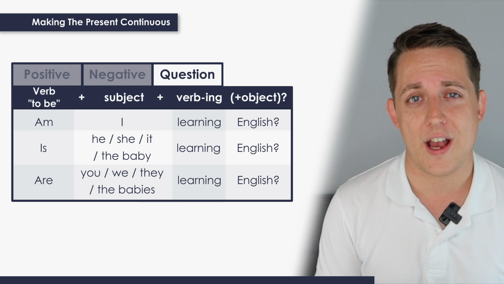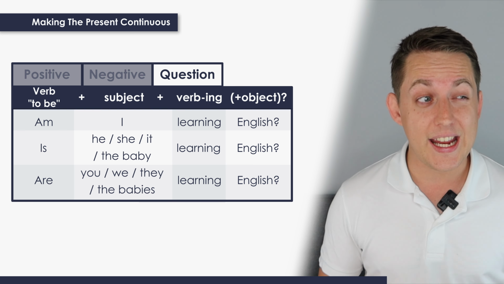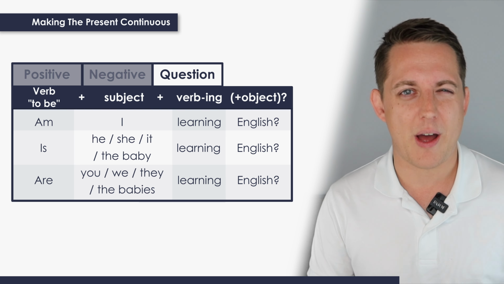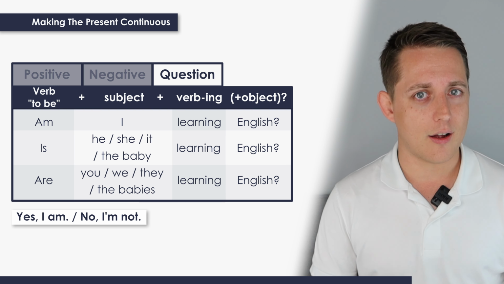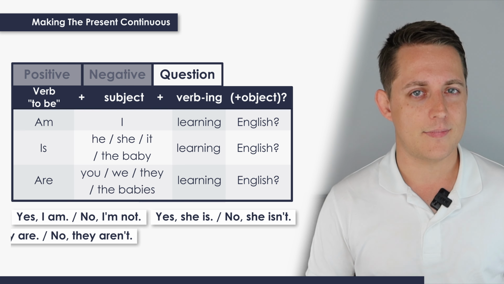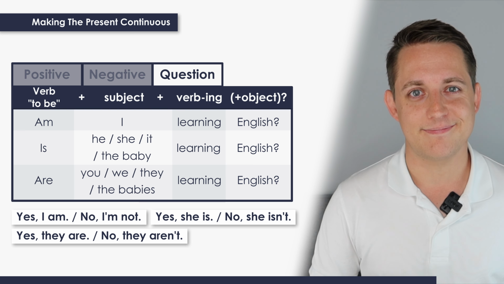This is a closed question, a yes-no question. To answer it, we need the verb to be again. We don't really need the verb ing. So, yes I am, no I'm not. Yes she is, no she isn't. Yes they are, no they aren't.